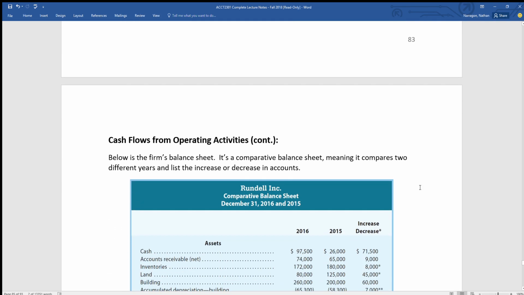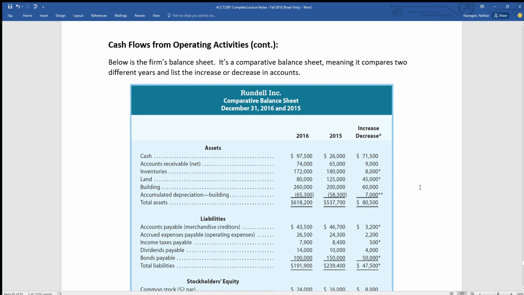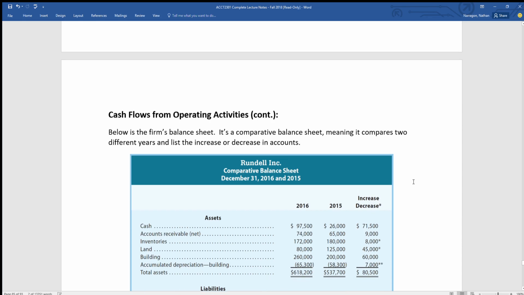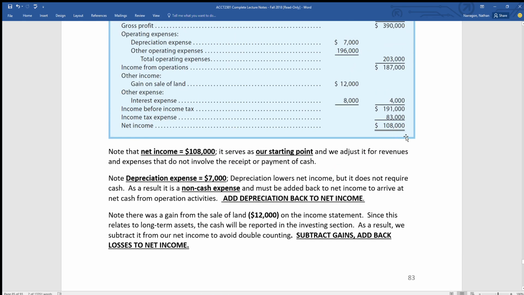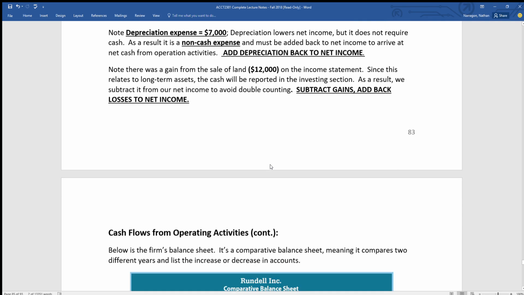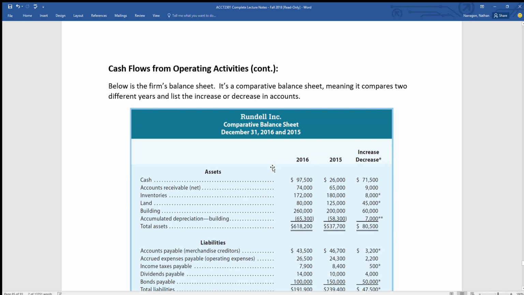Alright, so now we look at the balance sheet. Again, I'll piece this all together. It's all in your notes of how the operating looks. So we've already started with the income. We've added back 7 grand and we subtracted 12 grand, which in reality, the difference is 5 grand that we've actually lost. So we should be at 103,000 right now. And now we're going to go to the balance sheet.